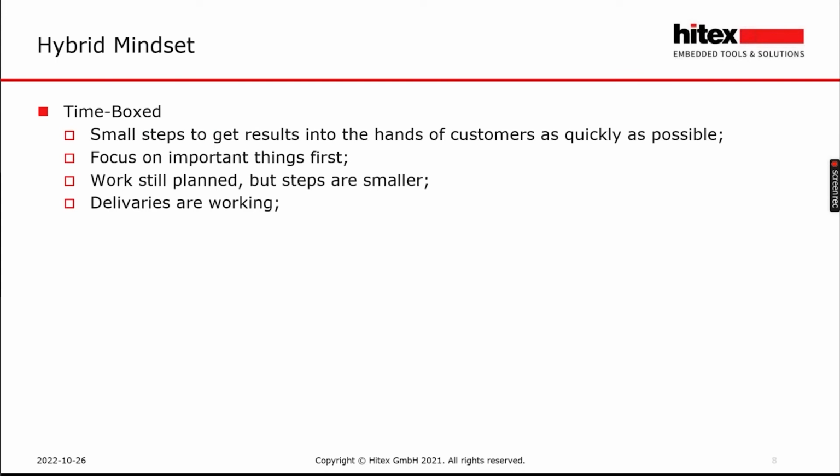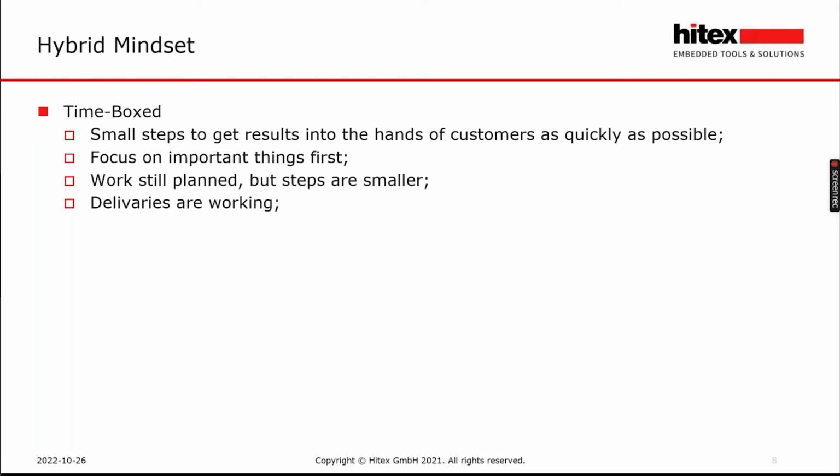How does hybrid work as a combination of classical and Agile? First of all, you need to divide your project into small pieces of time, so to make your project time-boxed. And at the end of each time box, you will have your delivery. First of all, it's very useful because small steps can get results into the hands of the customer as quickly as possible. During a small period of time, you will be focused on important things first.